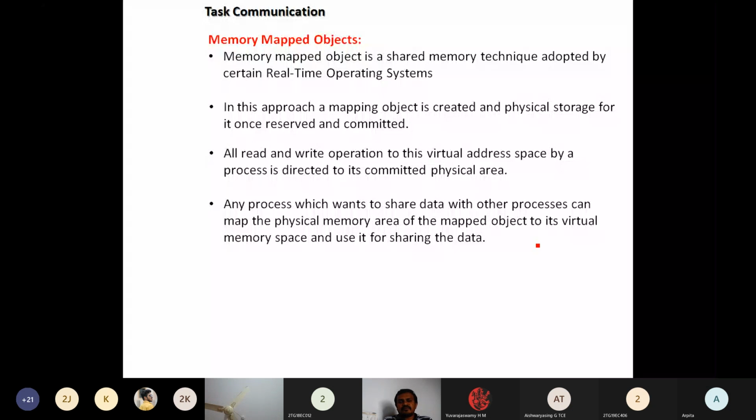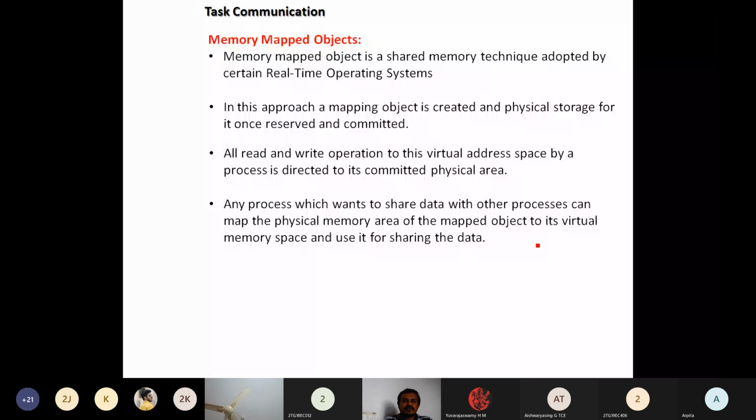So any process which wants to share data with other processes can map the physical memory area of the mapped object to its virtual memory space and use it for sharing the data. Here that particular shared memory is recognized by the process ID itself: process 1 dot the respective name of the memory. Similarly, process 2 is going to use the same memory with a different label, with a different address.